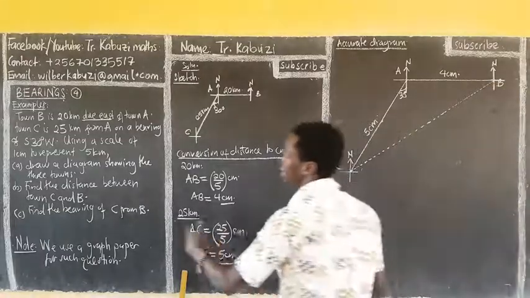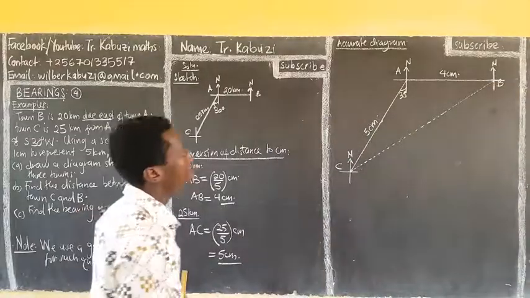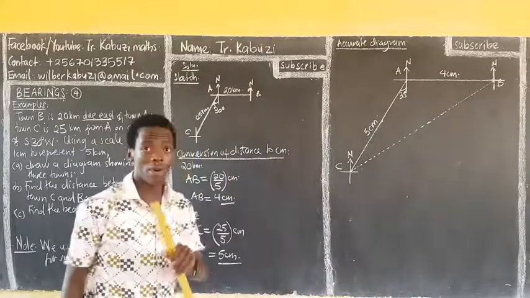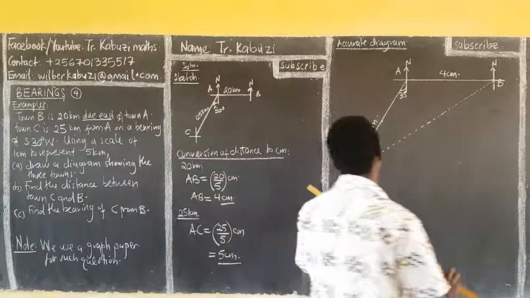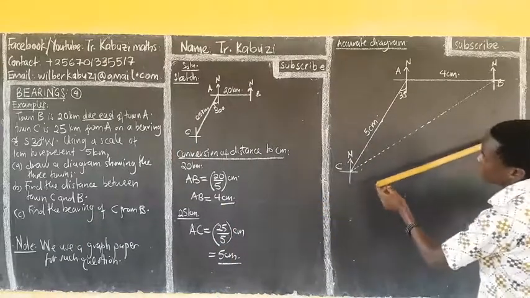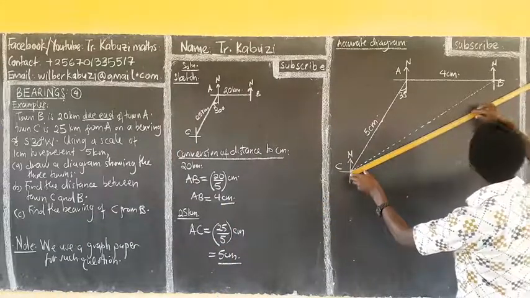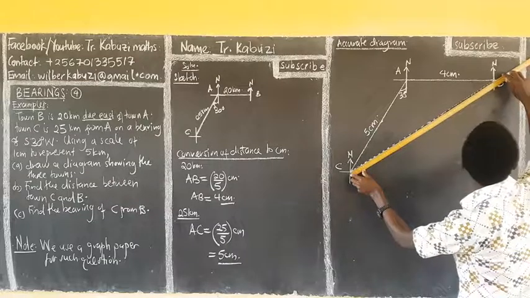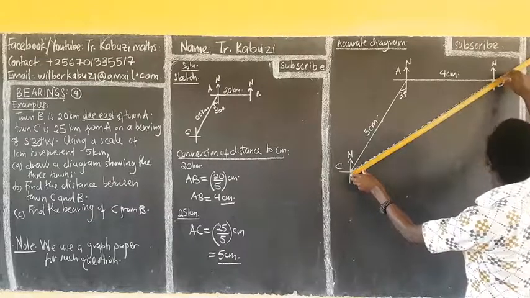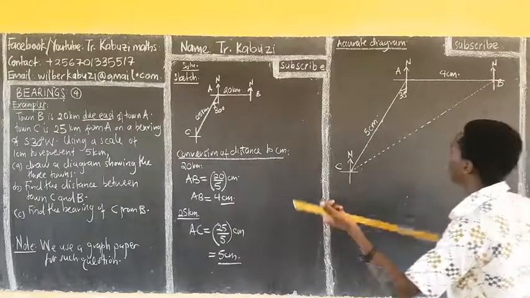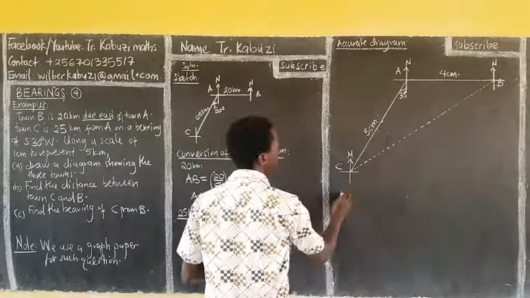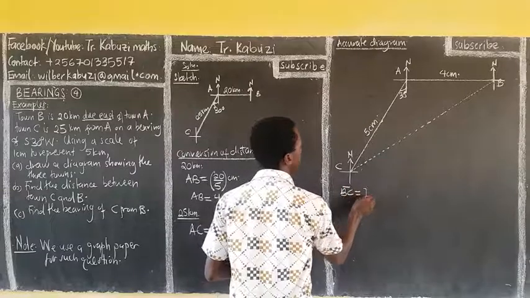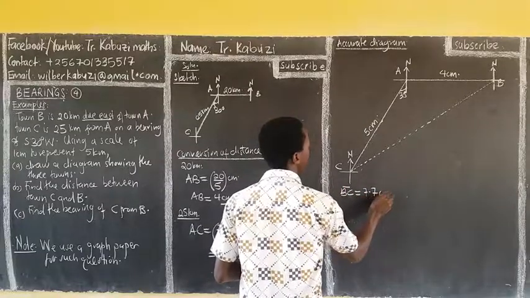Anyway, for the distance between C and B, you just get your ruler like this, then you measure off that distance. So when I measure from here up to here, it is 7.7 centimeters. So my BC is 7.7 centimeters.